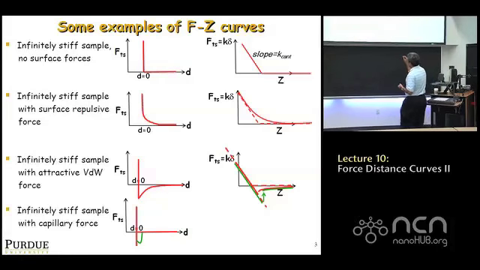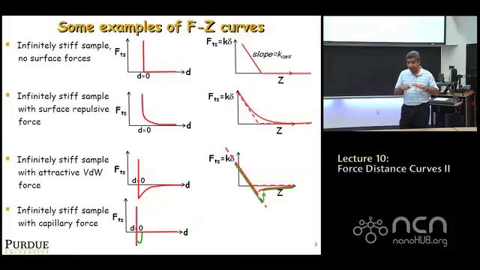The last example is a pretty interesting example. This is going to be a FD curve where there is hysteresis in the FD curve. Now, you can get hysteresis in the FD curve, for example, here, due to a capillary force. So what that means is the tip comes in contact with the sample, and it's an infinitely stiff one, so straight line. D cannot be negative.